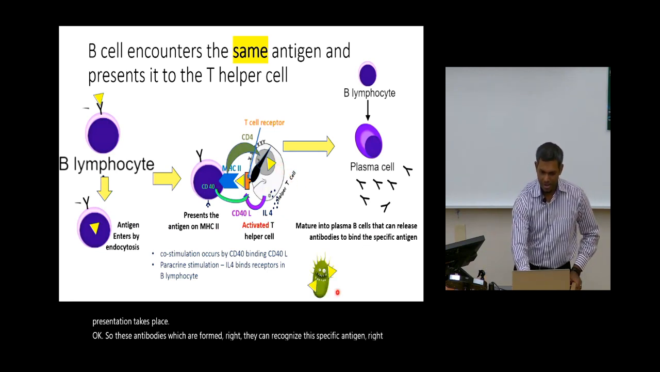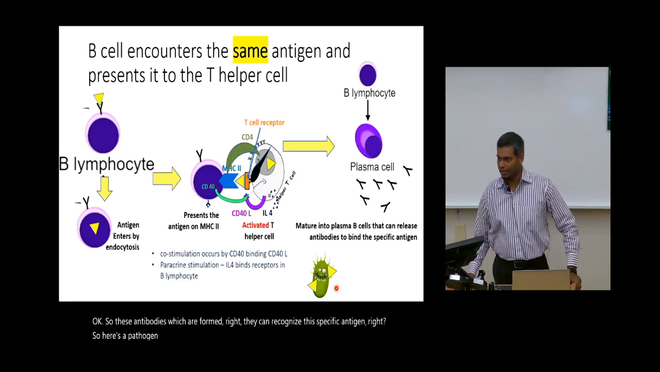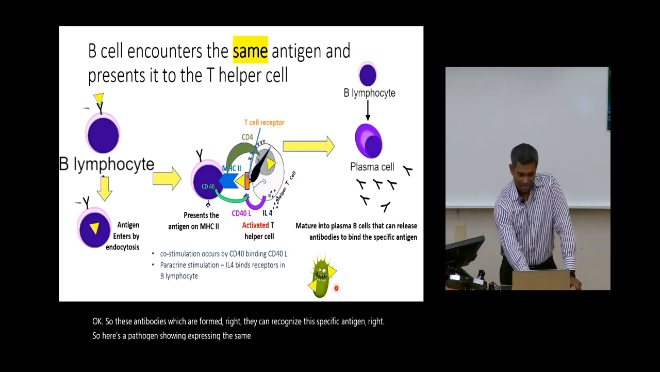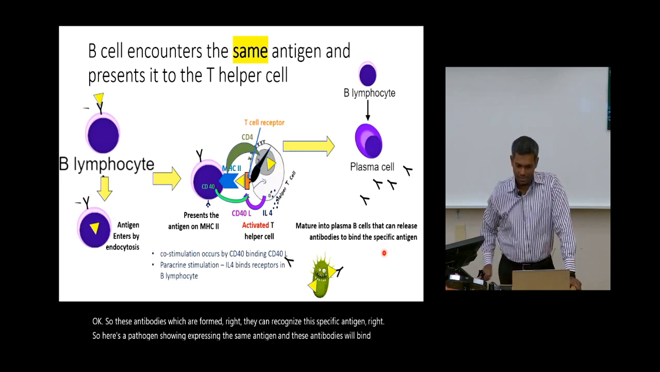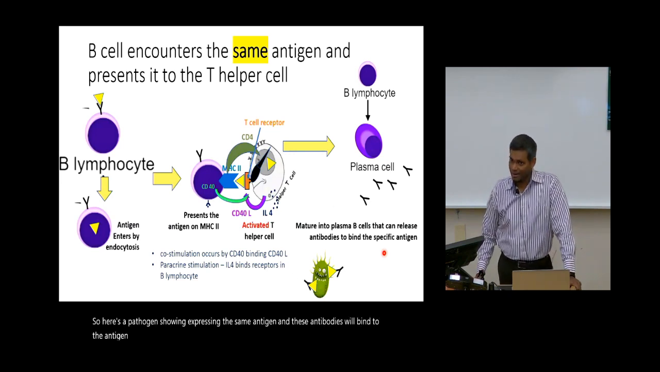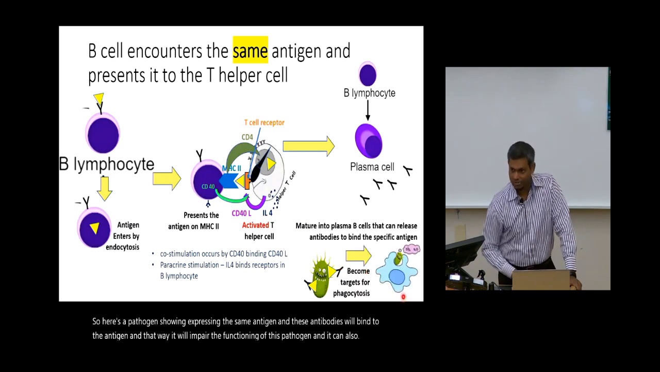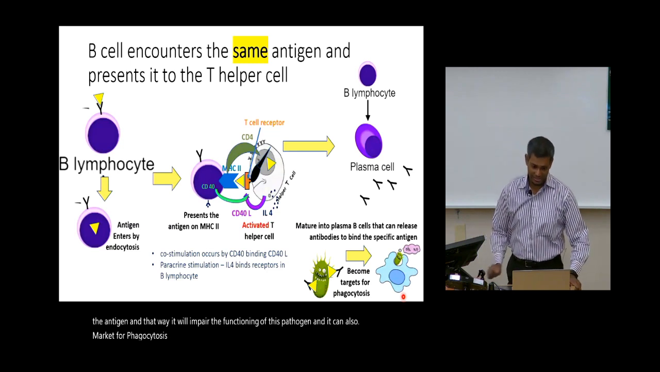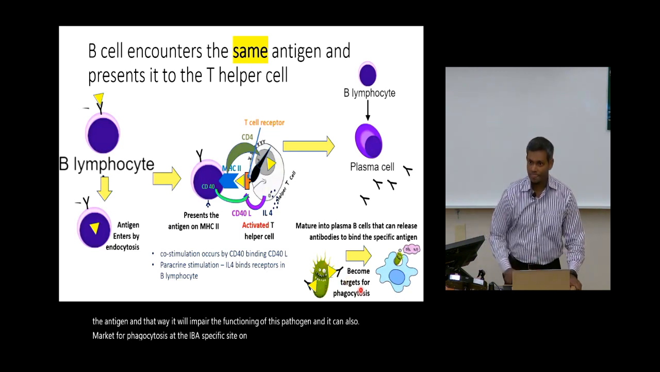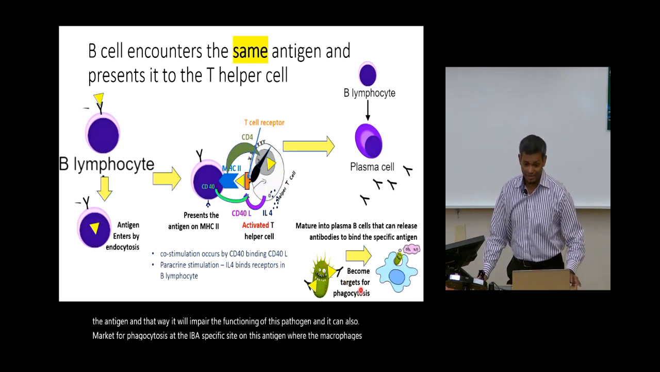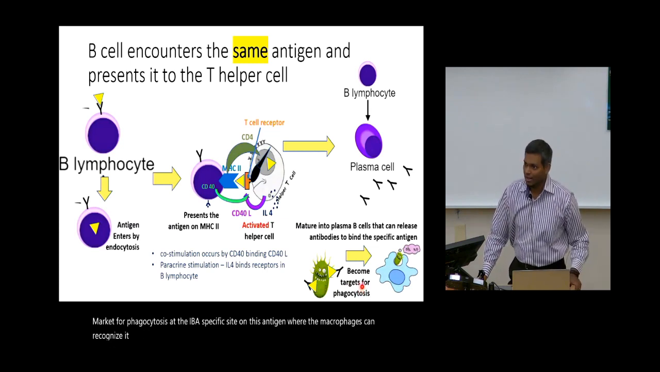So here's a pathogen expressing the same antigen, and these antibodies will bind to the antigen, and thereby it will impair the functioning of this pathogen, and it can also mark it for phagocytosis, right? So there will be a specific site on this antibody where the macrophages can recognize it, right? So let's take a closer look at the antibody structure.